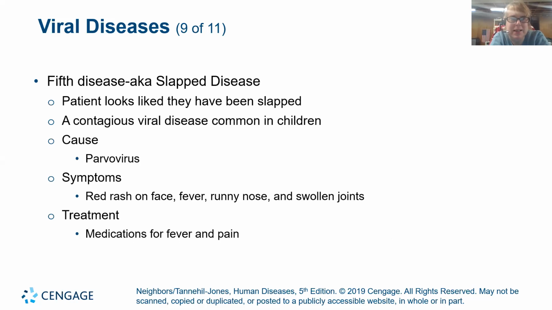Okay, Fifth disease is another type of viral disease. It's also known as slapped cheek disease because it looks like the child has had their face slapped. Okay, it's a very contagious viral disease, very common in children. It's caused by parvovirus. Again, it's just another rash, usually on their face. They'll have fever, runny nose, swollen joints. So basically, again, you just treat the symptoms for fever and pain.